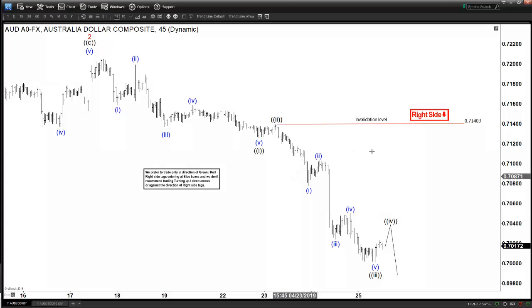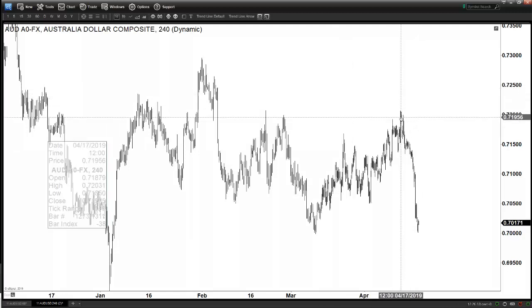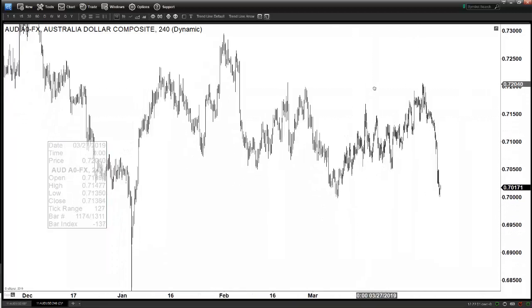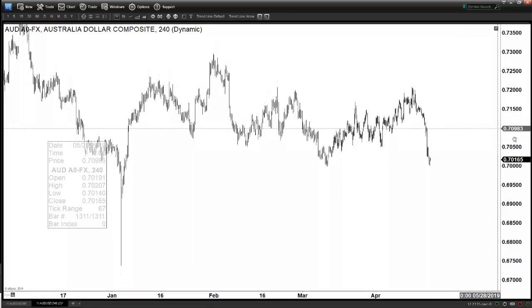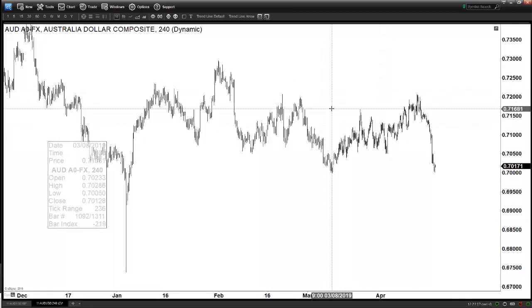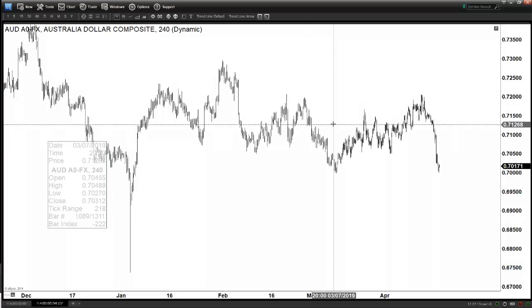All right, now looking at the larger degree in the 4-hour, we can see right here an interesting structure. Now we don't have the labels here. For a full label you can always look at the member area. We have a 14 days free trial for you guys, so you can check us out and see if our service helps you.